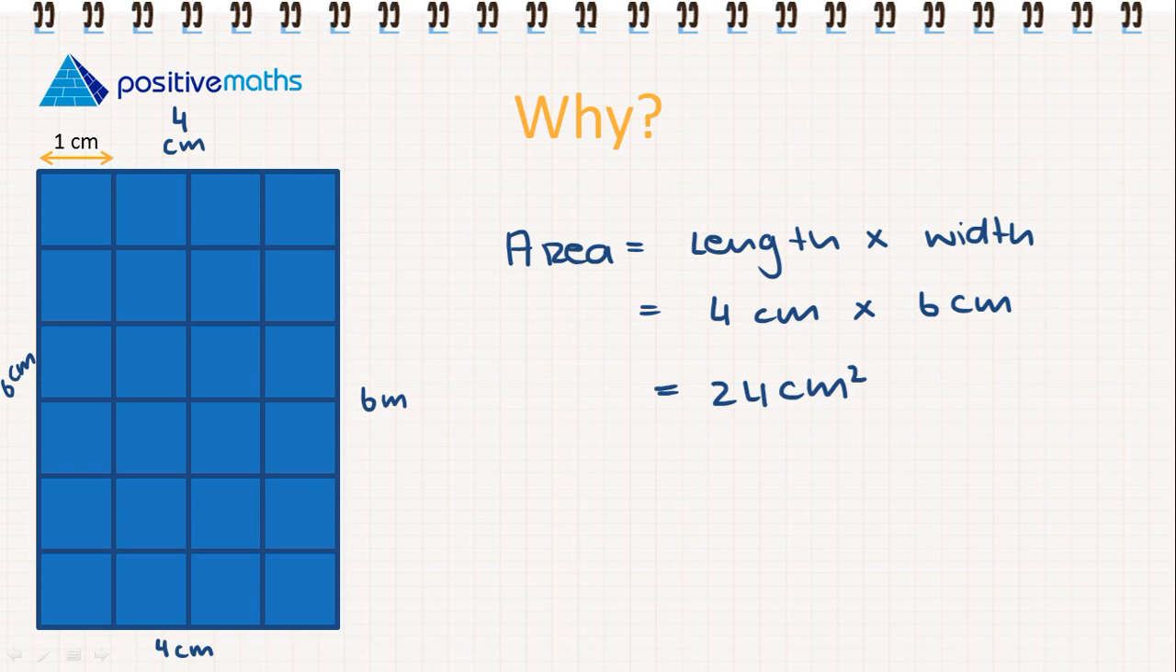So let's talk about our units for a second. We have centimeters for length. So we know that if we multiply 2 by 2, we get 2 squared. So really we're multiplying centimeters by centimeters for the area. So that's why our units for area must be centimeters squared.